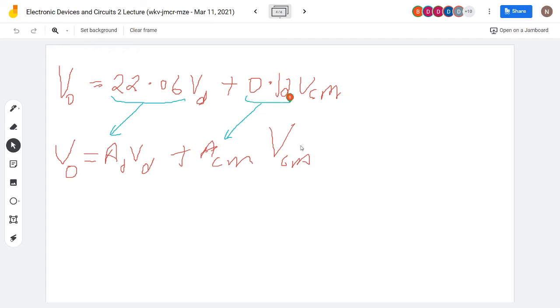So we can safely say that AD equals 22.06 and ACM equals 0.12. No, it's supposed to be a 1.